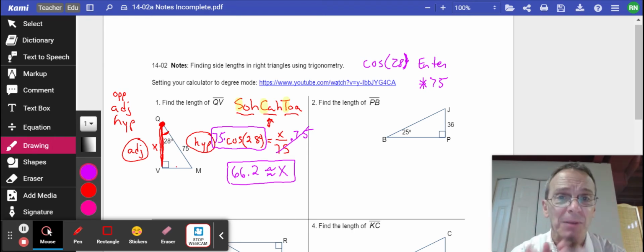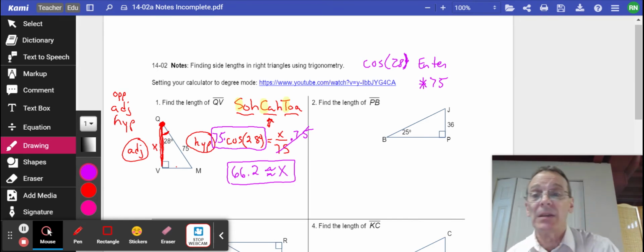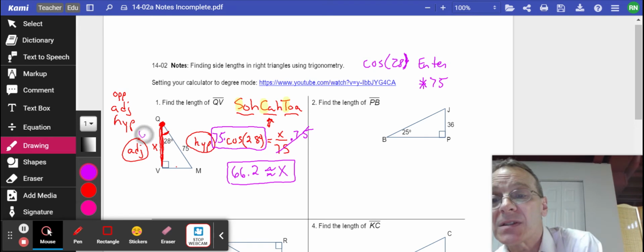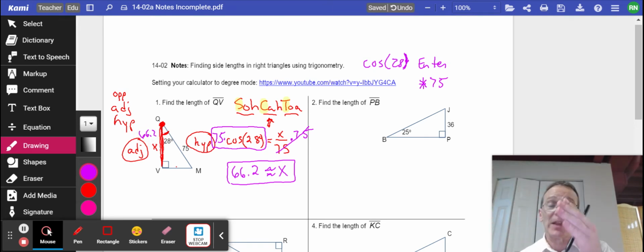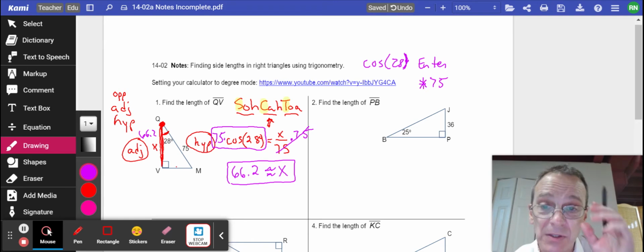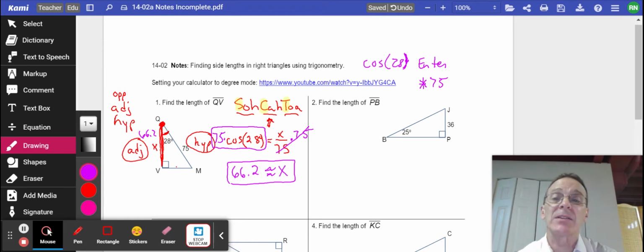You can tell sometimes when an answer that you've gotten makes no sense at all. And I'm going to tell you how you can tell. The answer we got in this case was 66.2. I'm going to give you an answer for the length of that side that absolutely makes no sense at all. Okay? Suppose you had punched a bunch of things in your calculator and you came up with an answer of 76.2.